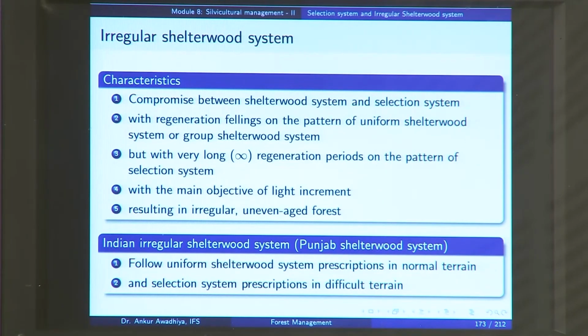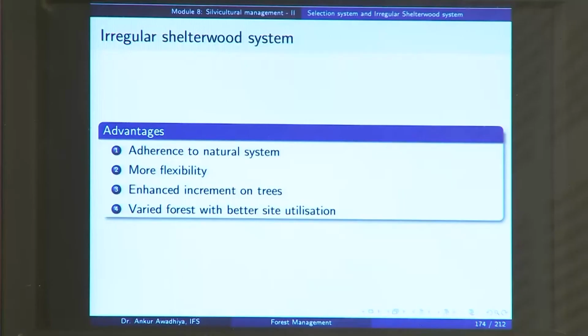So, this is a combination of a selection system as well as a Shelterwood system. So, you will get an ND curve that is showing both an uneven aged forest because of certain areas that you are managing with selection system, but it will also be irregular because there are also certain areas in which you are going with a Shelterwood system. So, what are the advantages? Why would you want to go with such a complexity or such a bizarre system? This is because you get certain advantages.